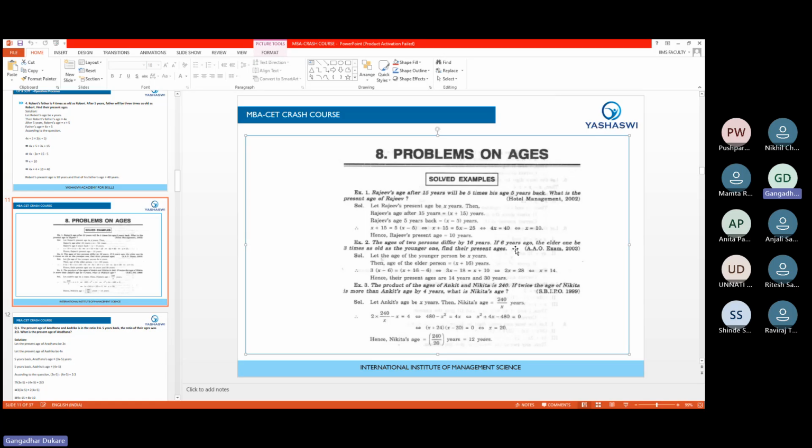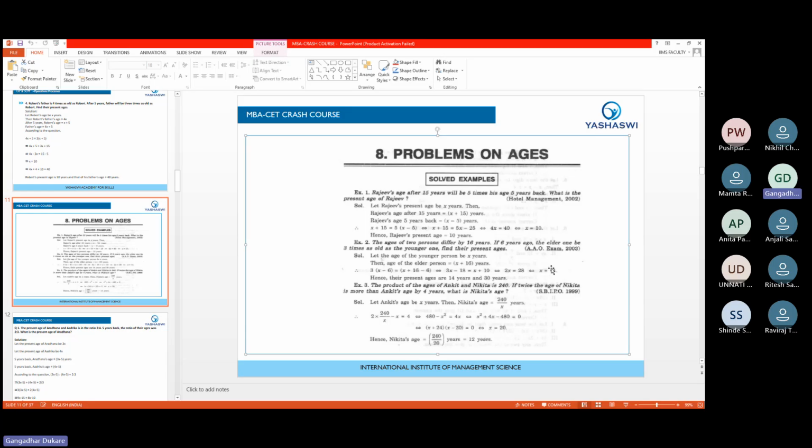So it will come: 6 years ago the elder one was 3 times as old as the younger one. You can put it simply in the equation: 3 into x minus 6 equals x plus 16 minus 6. The value of x comes out as 14.